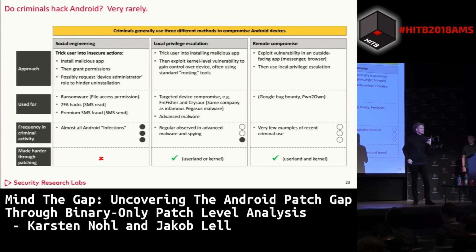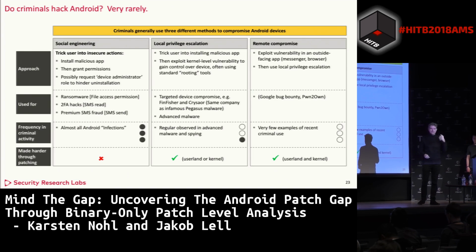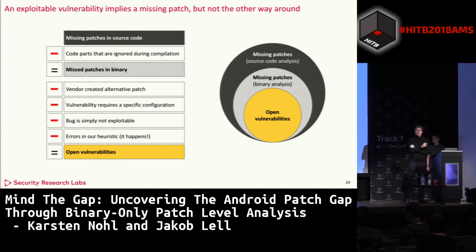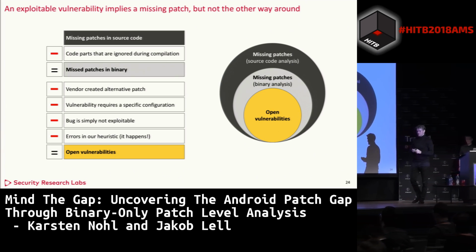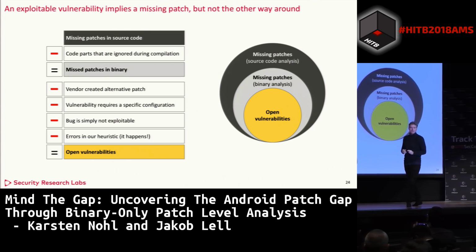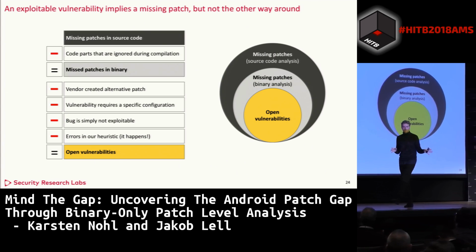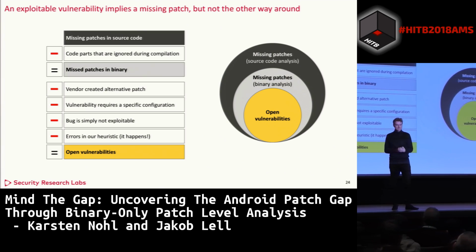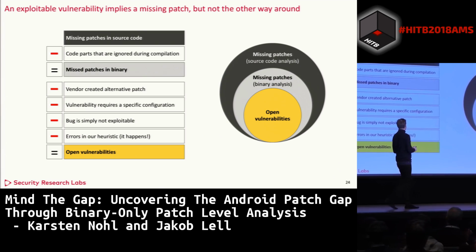And even if it doesn't happen right now, as a researcher, I'm interested in the question, can it happen? Can somebody remotely hack my Android phone without me installing a malicious application? Right? So let's first look at which of those missing patches that we find we can use in exploitation, because it's important to state that not every missing patch is an open vulnerability. And we know that from all other operating systems also. It's just important to summarize it once again here.